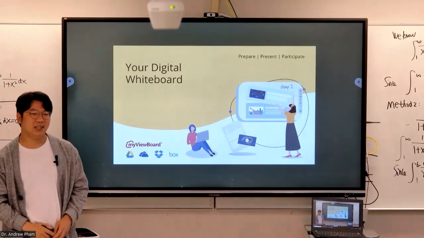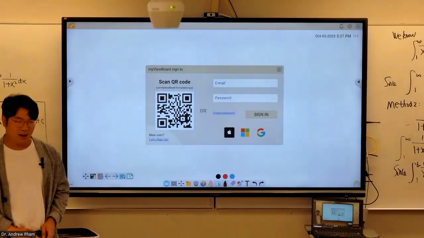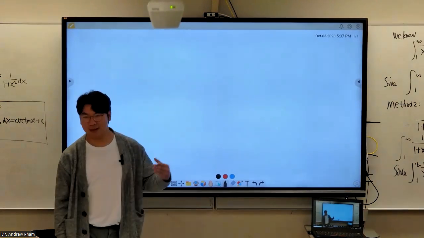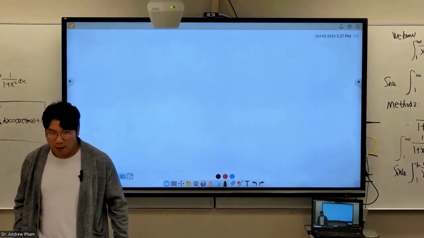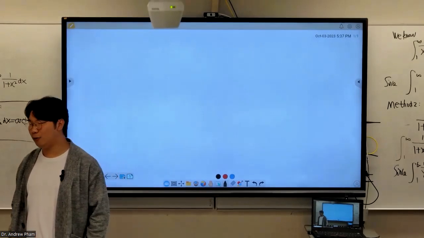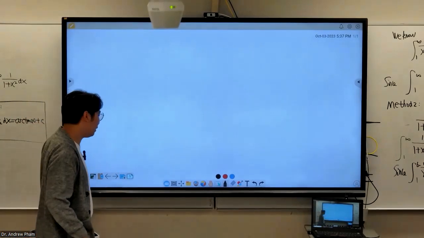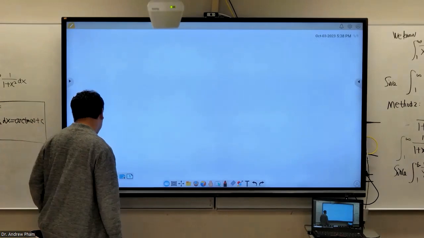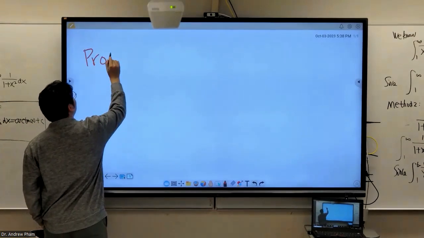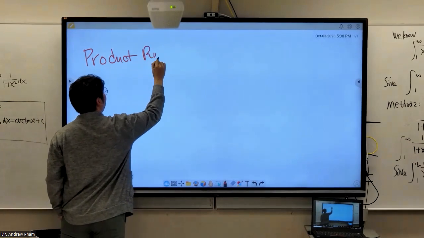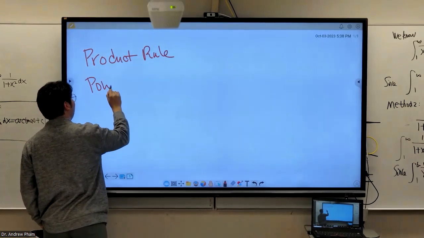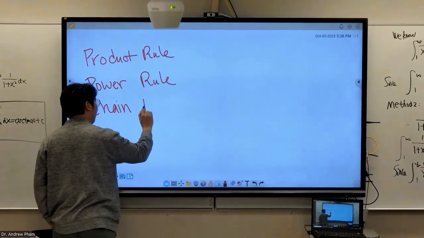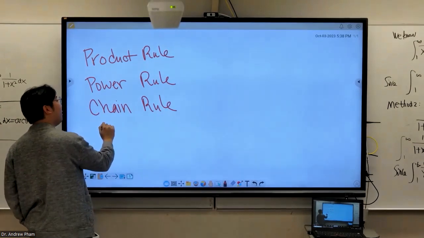We've done a ton of derivative rules so far. Let's go ahead and just list out all the rules that we've done for derivatives. So start throwing out some derivative rules or just straight up what the derivative is for a function. So anyone got any derivative rules that come to mind? Yeah, we got product rule, that's one thing. Yeah, we got power rule, chain rule. What else am I missing?